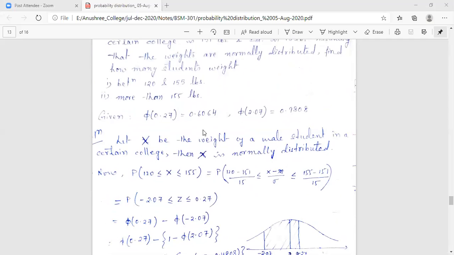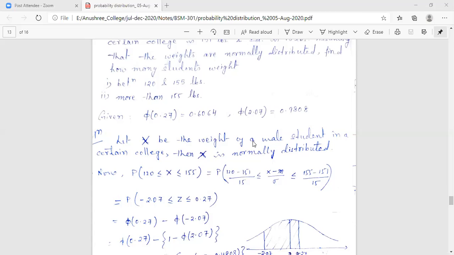They have taken X to be a random variable which is normally distributed and which denotes the weight of a particular student. Next, I require the probability that 120 is less than or equal to X, strictly less than 155. That is the probability that a particular student's weight lies between 120 and 155 pounds. Now see, with X we cannot do anything. I need to transform the normal distribution to its standard normal form. That means I need to transform the variable X to the variable Z.